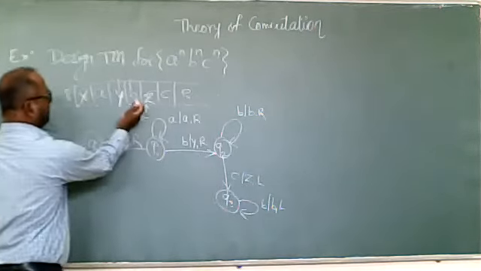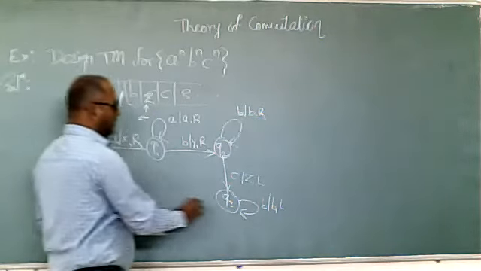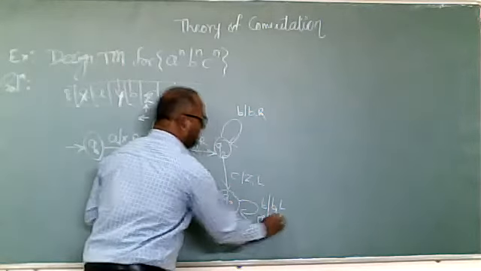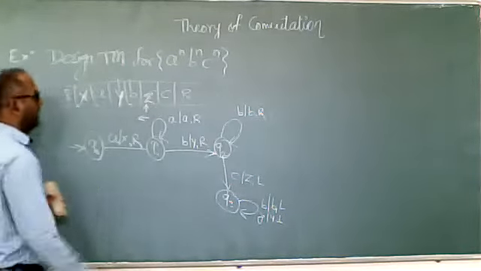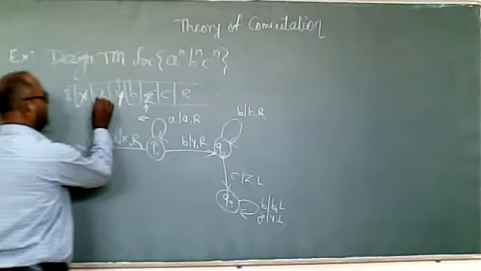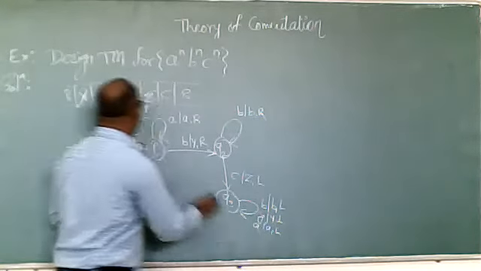Again go left. B, skip B. Y, skip Y, and left. And self loop Y, skip Y, and left. Okay. Y, skip A. Again we have to skip A. A, we have to skip, and again left.